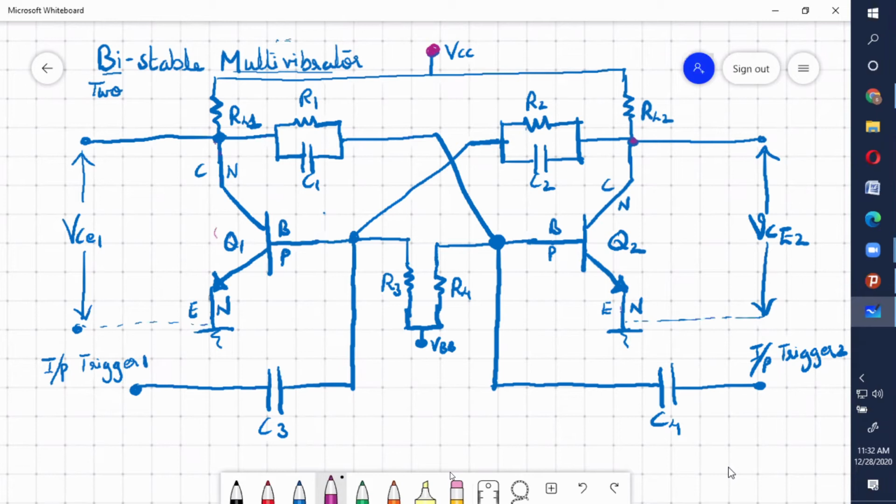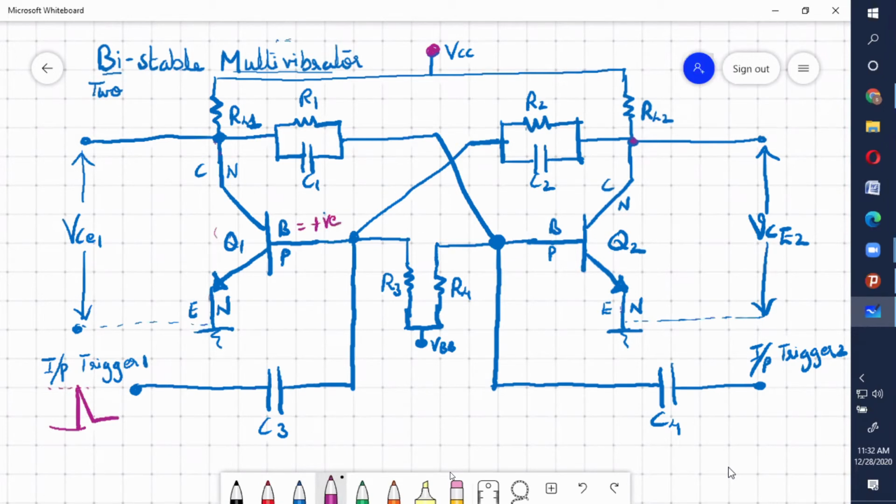Now we'll go for the working principle. Assume that I apply some positive voltage to my input trigger 1. So whenever this positive voltage reaches the base of Q1, the base of Q1 is receiving what value now? Some positive voltage, right?